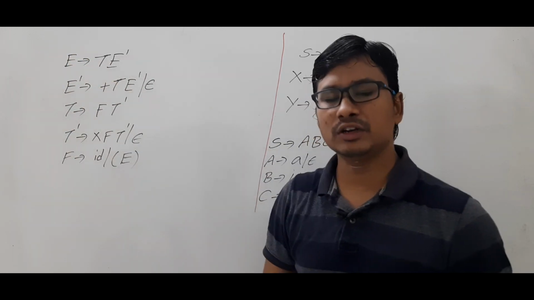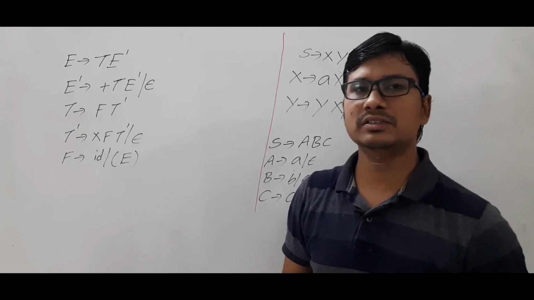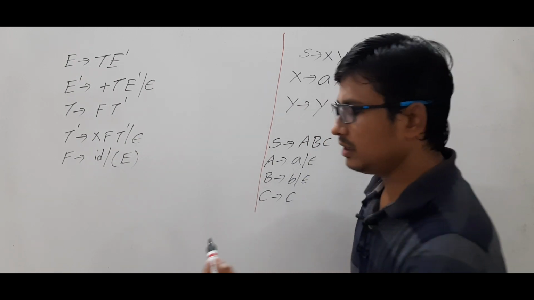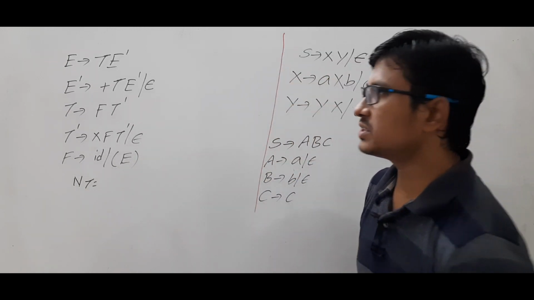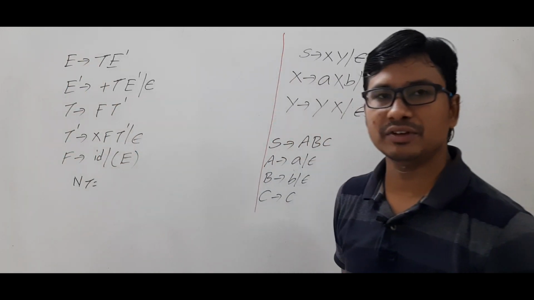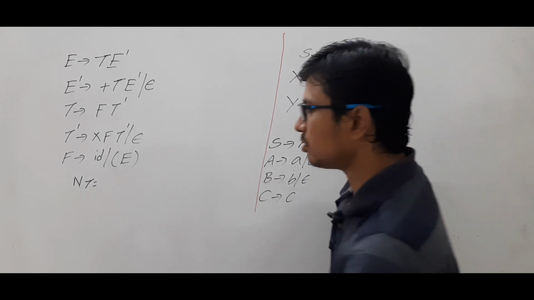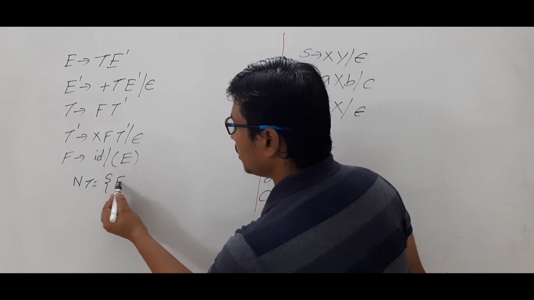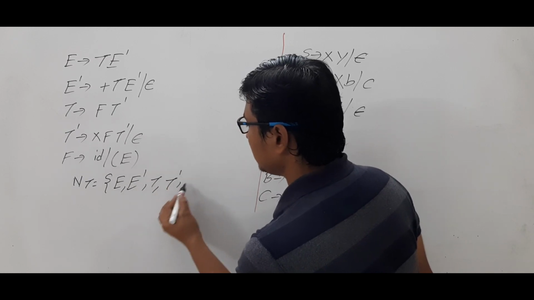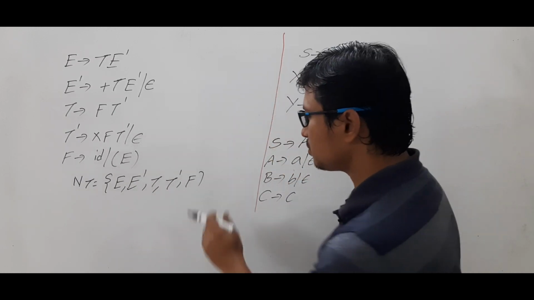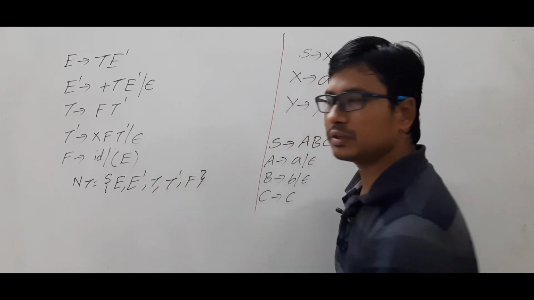So how many non-terminals are there? How many terminals are there? First we need to identify. What are the non-terminals here? The symbols on the left hand side of every production we call non-terminals. So you have E, E dash, T, T dash and F. For these, I want to compute the first.